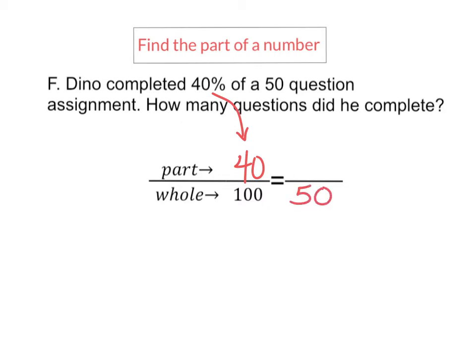So this time we know the whole. The whole assignment is 50 questions, and we're trying to figure out the part. How many questions is 40%? So I'm going to think through. To go from 100 to 50, I'm dividing by 2. So I'm going to divide by 2, and I find out that he completed 20 questions.